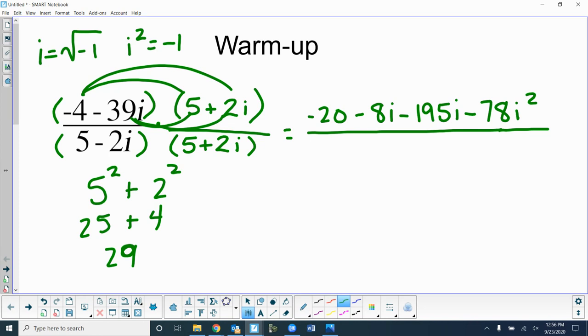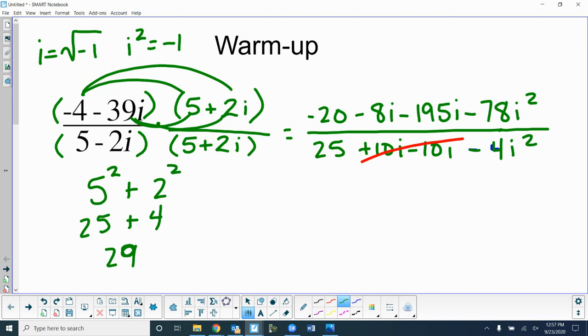If I FOIL it, I go 5 times 5. There's my 25. 5 times 2i, that's a 10i, positive. -2i times 5 is -10i. And those are canceled. Right? So those are gone. And then -2i times a +2i is a -4i squared.